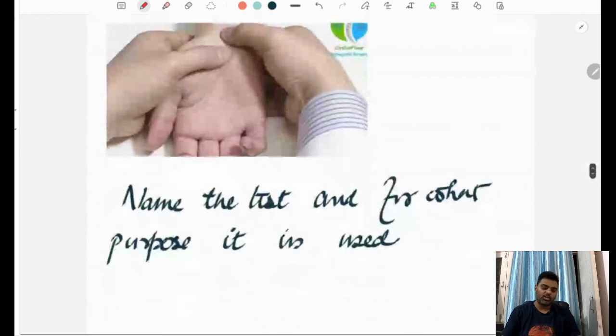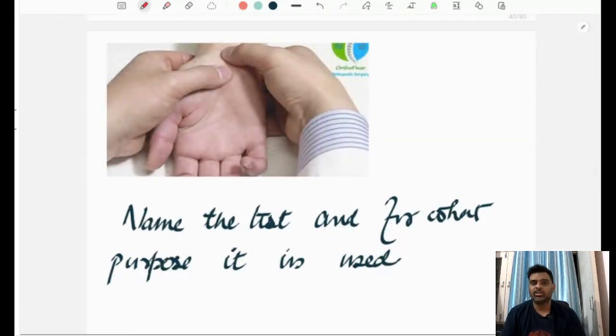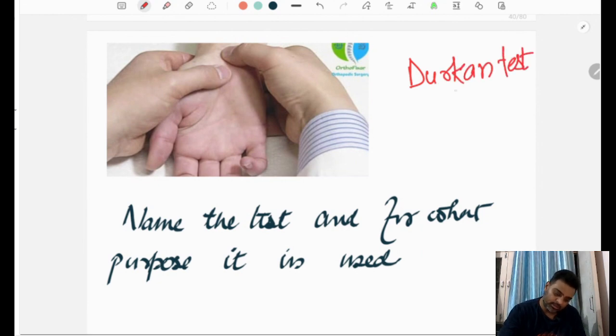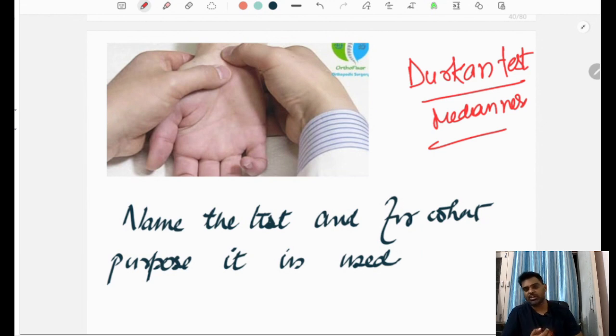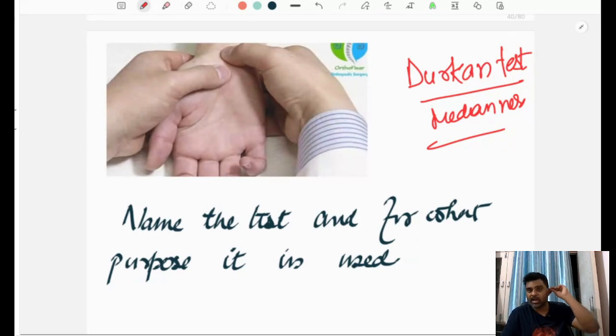Now name the test and for what purpose it is used. This is Durkan's test, used for the median nerve. If there is a patient of hypothyroidism, or a patient of trauma, or a patient of fracture of scaphoid or dislocation of lunate, they can develop carpal tunnel syndrome. So you have to remember these points. If a patient of trauma on the wrist, hypothyroidism, scaphoid fracture, lunate dislocation, or an obese patient presents with pain in the wrist, you will think of carpal tunnel syndrome.